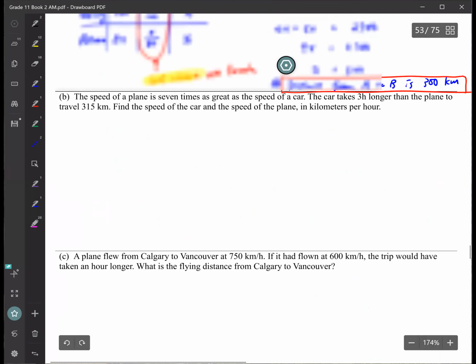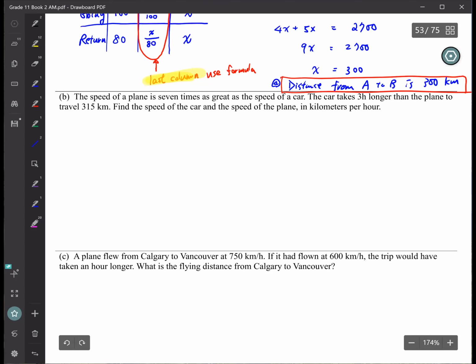All right. So can I have Colin, can you read question B out for us? The speed of a plane is 7 times as great as the speed of a car. The car takes 3 hours longer than the plane to travel 315 kilometers. Find the speed of the car and the speed of the plane in kilometers per hour. Okay, thank you.